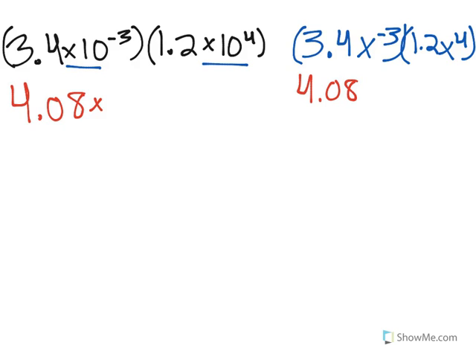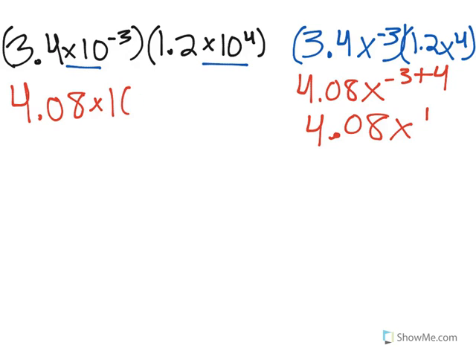Then we add the exponents. So let's see, negative 3 plus 4. When you multiply, negative 3 plus 4 is positive 1. So that's 4.08x to the positive 1 power. Or over here, that's 4.08 times 10 to the positive 1 power, since we said the x is like saying the times 10 part. Anyways, that's our answer.